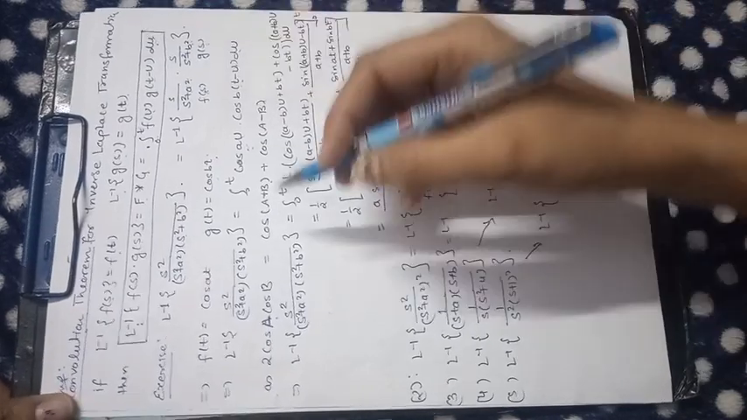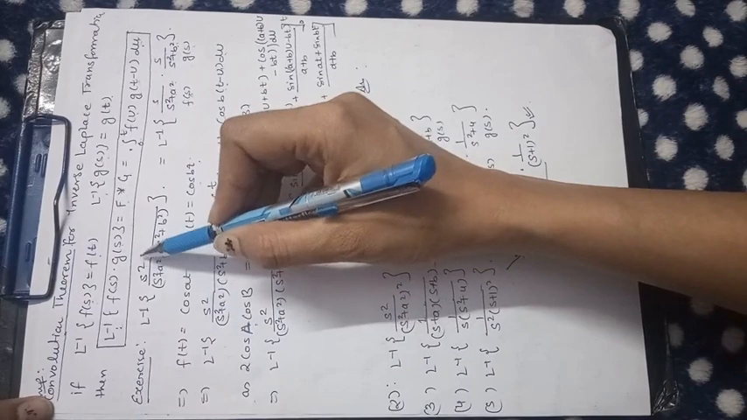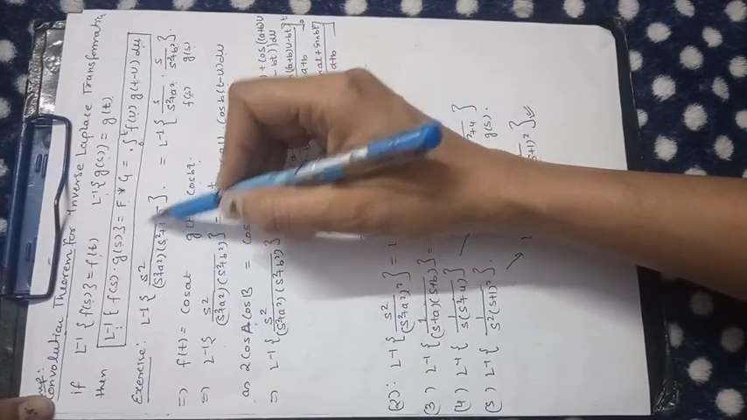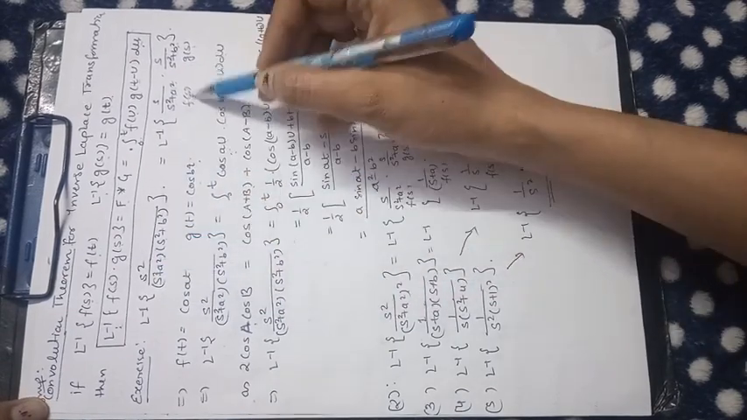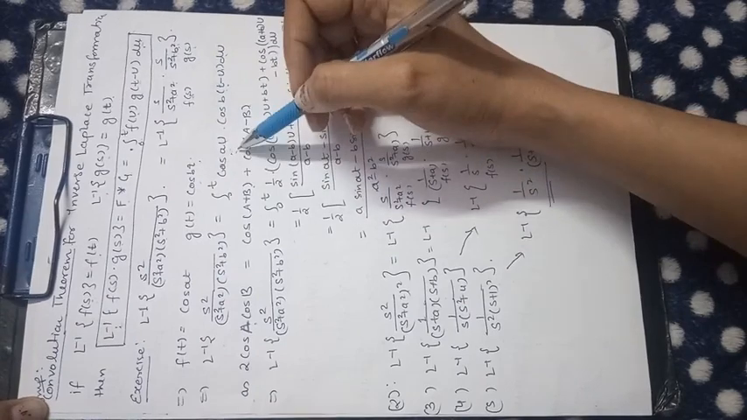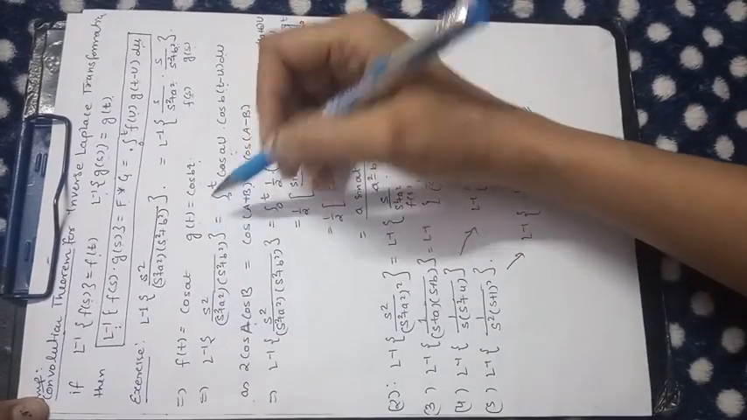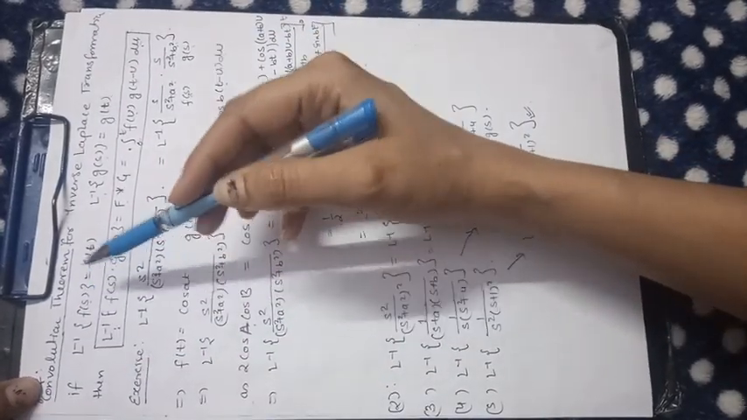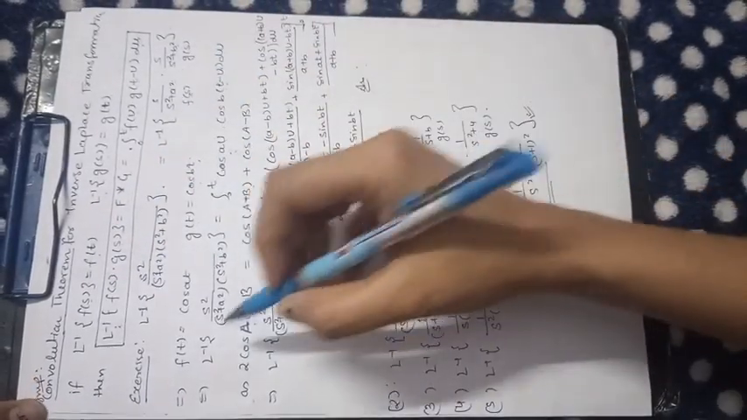Okay. Let's now solve the question. First question is L inverse of s square upon (s square plus a square)(s square plus b square). All those questions in which we are able to find F(s) and G(s), and whose inverse transformation is easily detected, that means f(t) and g(t) are also known, are useful with the help of this convolution theorem. Okay.